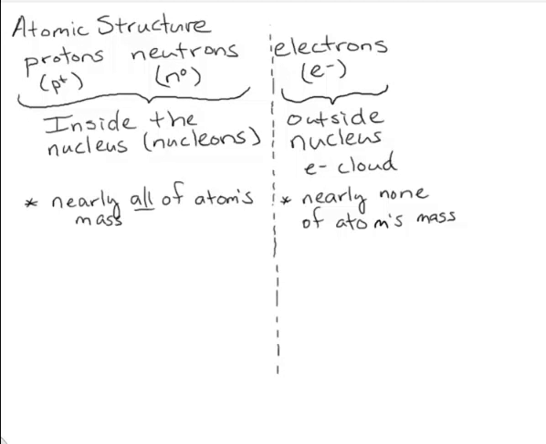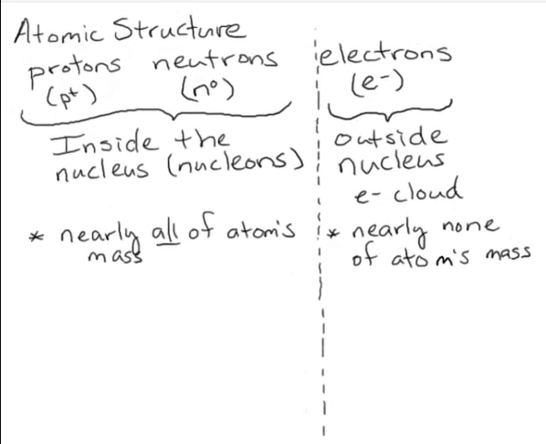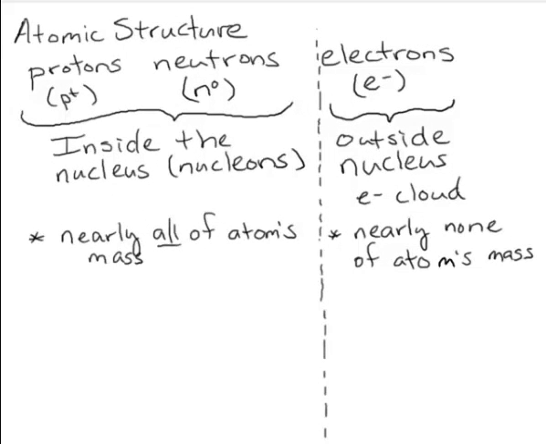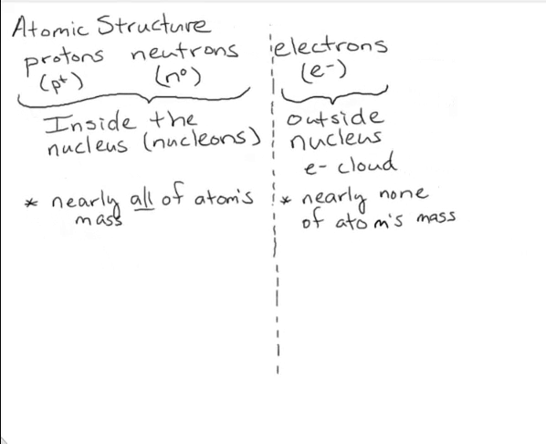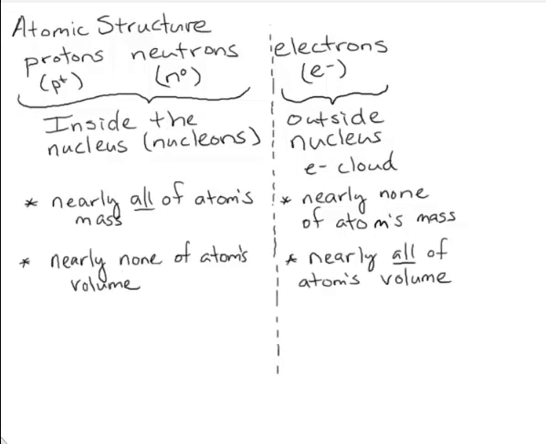The nucleons inside that nucleus, that's where all of the mass of the atom is going to exist, whereas in the electron cloud, almost none of the mass of the atom is in the electrons. As a chemist, we basically ignore the mass of electrons because they're between 1 and 2,000 times smaller than a proton or a neutron with respect to mass. Conversely, when we look at volume, the volume of the nucleus is next to nothing.